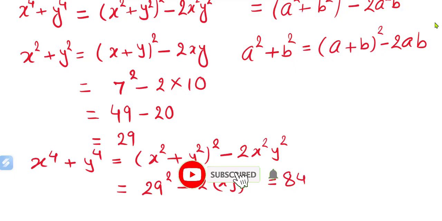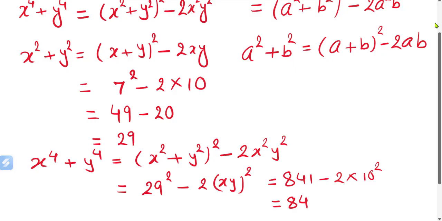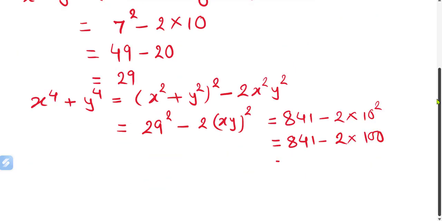841 minus, now this is in square, the value of x and y is 10. So that is 841 minus, this is 2 times 100. That is now 841 minus 200. Simply the value for x power 4 plus y power 4 is 641.